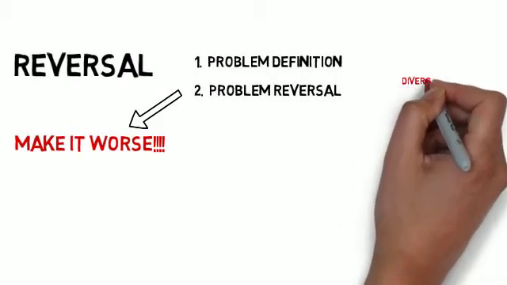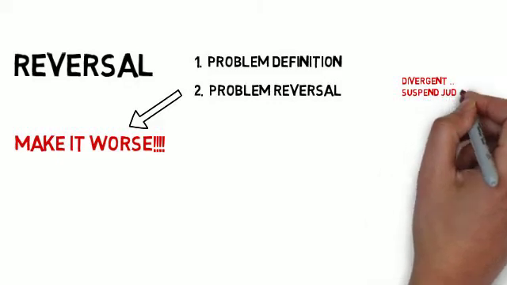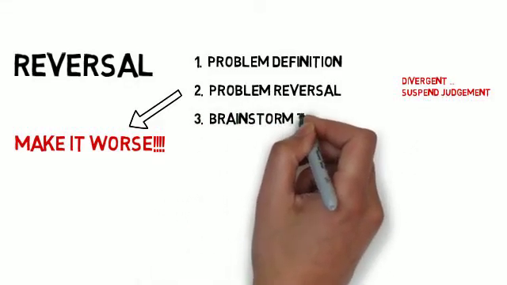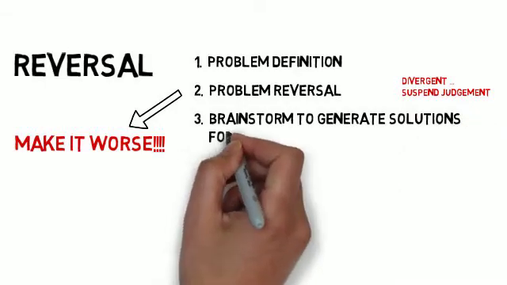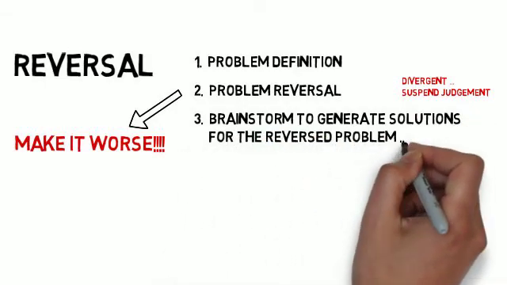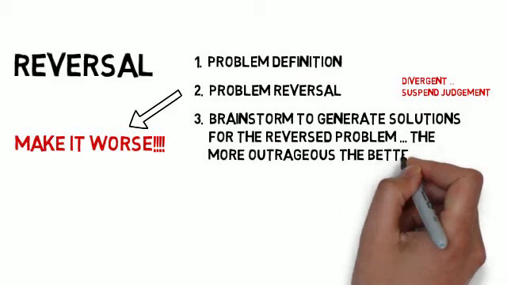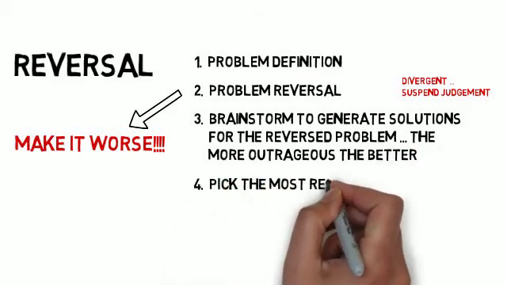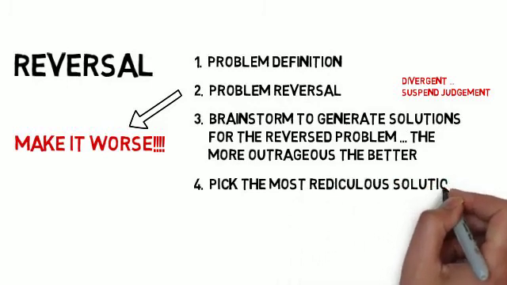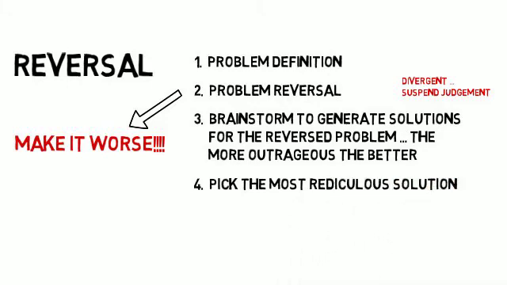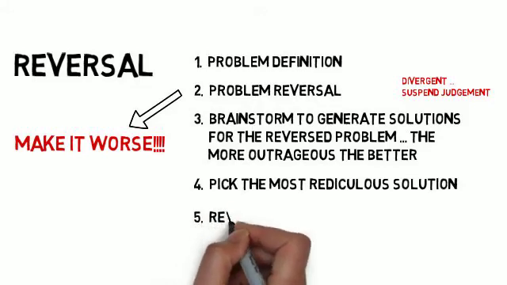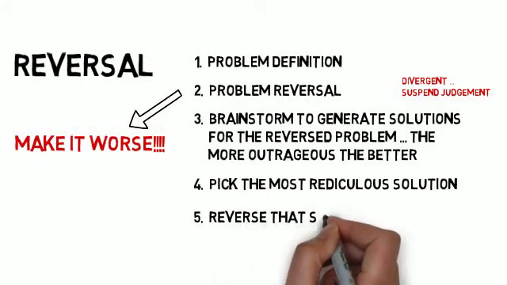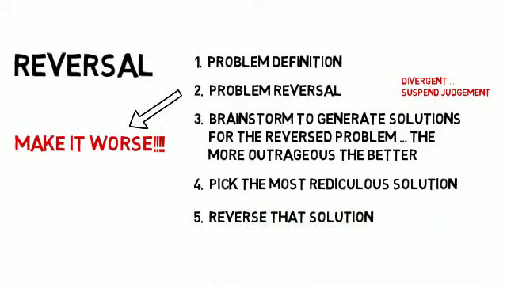Now we're in the divergent phase, where we're suspending judgment and trying to stimulate the creative juices, and you brainstorm as many ideas as possible, as many solutions to the reverse problem. So you're now generating outrageous ideas on how to make the situation worse. You then identify and isolate the most ridiculous of those solutions, explore it a little bit, understand why it works so well in addressing the reversed issue, and move into the convergent phase by starting to reverse that solution. So gently urging it back to focus on the original problem definition.